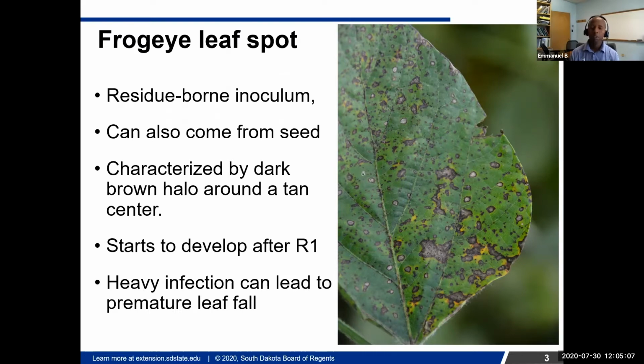The other thing we need to know about this disease is that it will develop starting from R1 because it is favored by warmer temperatures. So earlier in the season, you're likely not to see Frogeye leaf spot just because temperatures are a little bit on the cooler side. But like now, when we're pretty warm and wet, this is when Frogeye leaf spot will start to develop.